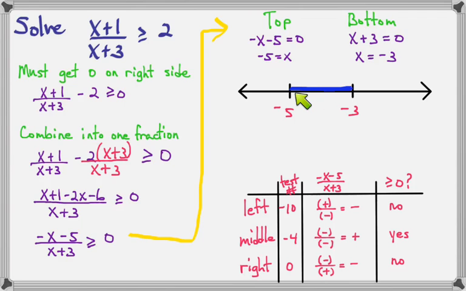And now we have to decide whether to use brackets or parentheses. So our symbol says to use a bracket, but we know that only the top critical number can use a bracket because the bottom critical number makes the expression undefined. So the bottom critical number has to get a parentheses. And then our interval notation is simply negative 5 to negative 3.